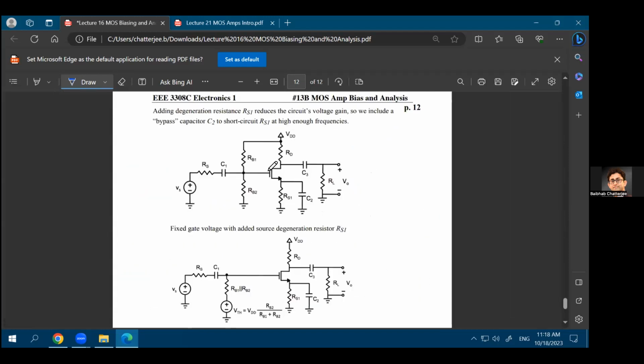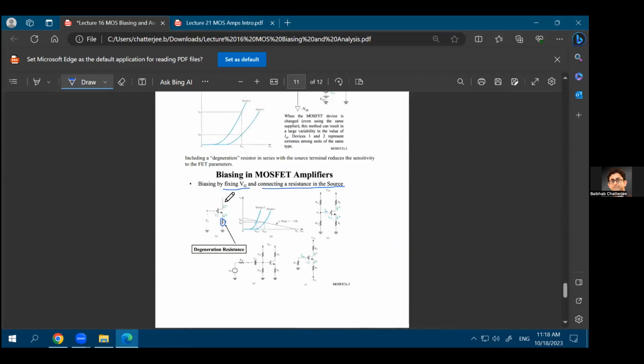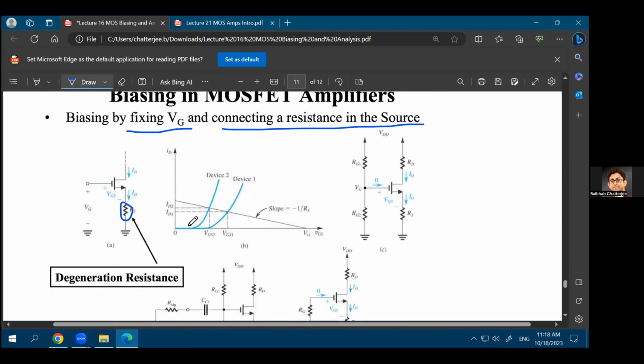So if you have a degeneration resistance, you can apply a fixed gate voltage at the gate of the transistor, and you can fix a particular amount of current. You can, let's say, put a current source on top of the transistor. What that will do is fix the current flowing through this transistor. And depending on how much current you're putting over here, there will be a particular amount of voltage drop across this resistance. You have also solved some of this type of biasing questions in your homework number 4, right?